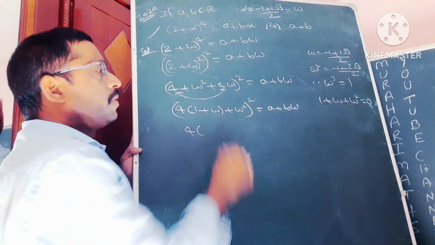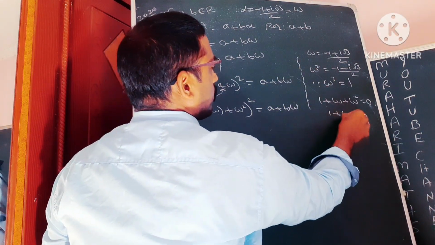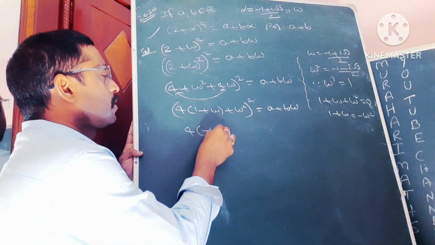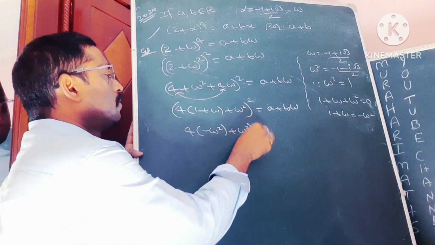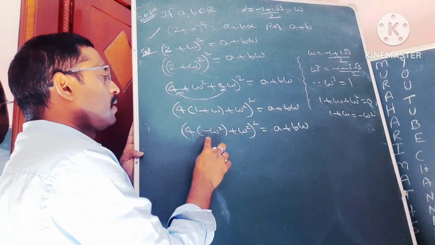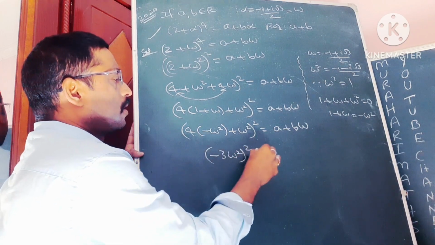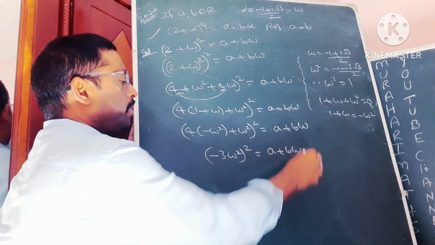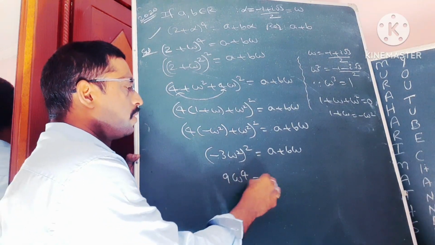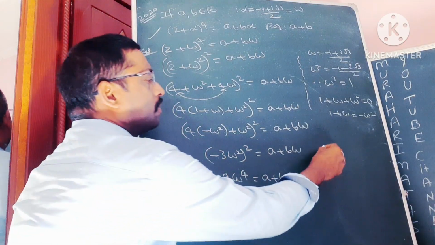Okay, now 1 plus omega value, how much from this equation? 1 plus omega is equal to minus omega square. So write (minus omega square plus omega square) whole square is equal to a plus b omega. This was minus 4 omega square plus omega square minus 3 omega square whole square is equal to a plus b omega. So this is nothing but 9 omega to the power 4 is equal to a plus b omega. Omega power 4.